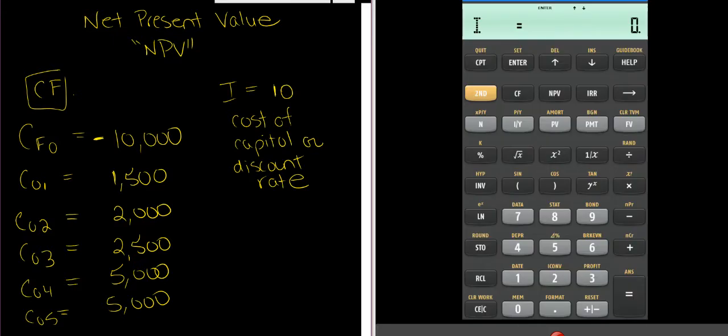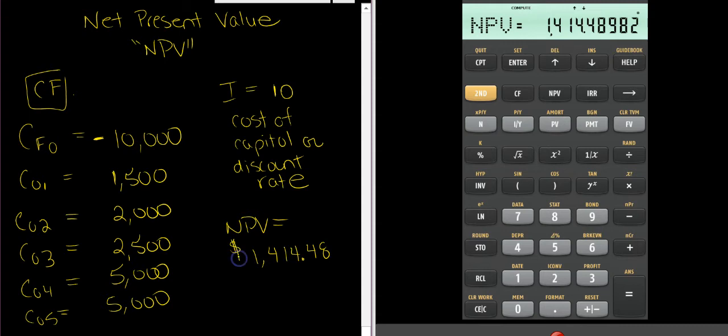In this case, we're just going to assume that the discount rate is 10%. So we'll put 10 in and then hit the enter button. Now if you scroll down, it'll go to net present value and then you just hit the compute button. In this case, it's positive 1414.48 for net present value.